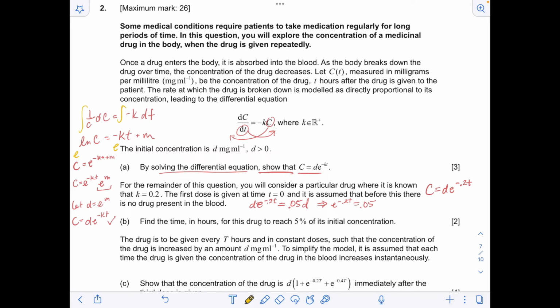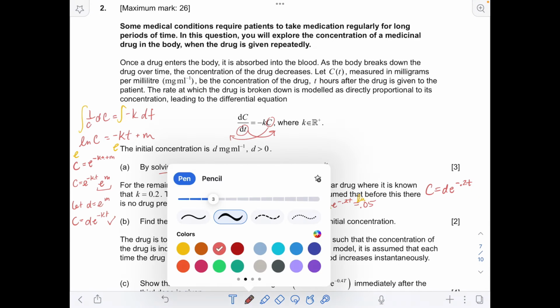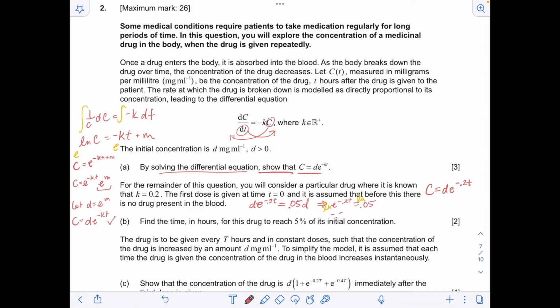We want to isolate t, so let's take the natural log of both sides to get that t out of the exponent, and that gives us negative 0.2 t equals the natural log of 0.05. Dividing both sides by negative 0.2, we get t equals 15.0. And that's the answer to part B.